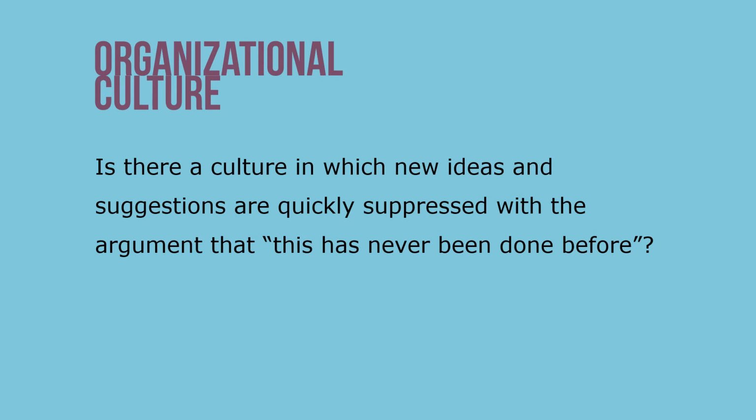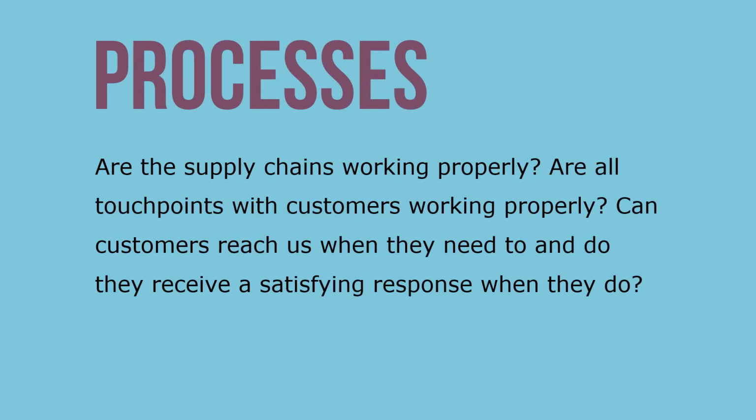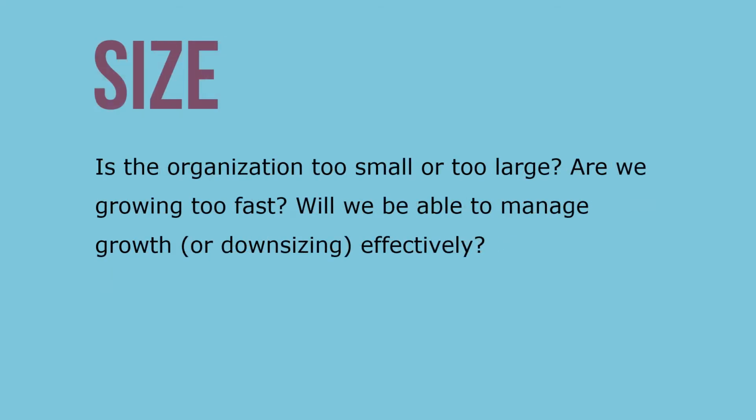Politics. Are various units competing for resources in such a way that any type of cross unit collaboration is virtually impossible? Or are units likely to be open and collaborative in cross unit projects? Processes. Are supply chains working properly? Are all touch points with customers working properly? Can customers reach us when they need to, and do they receive a satisfying response when they do? Size. Is the organization too small or too large? Are we growing too fast? Will we be able to manage growth or downsizing effectively?